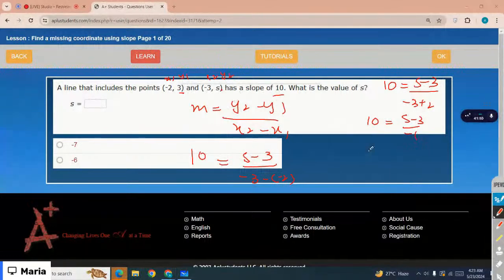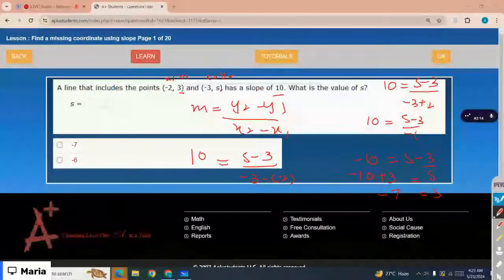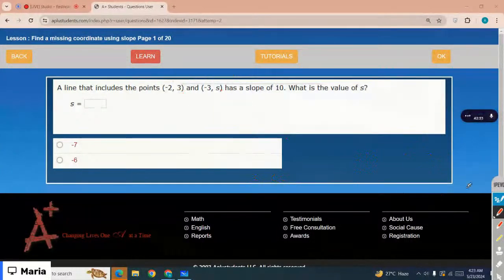So multiply negative 1 to the other side. Negative 10 equals s minus 3. Move the 3 to the other side, that would be added: negative 10 plus 3. So s equals negative 7. So that means the missing coordinate s equals negative 7. Got it? Option number 1 is the correct option, right?